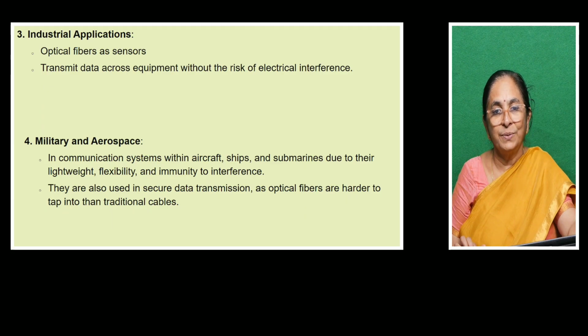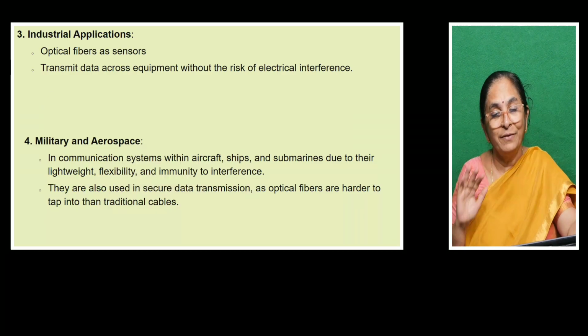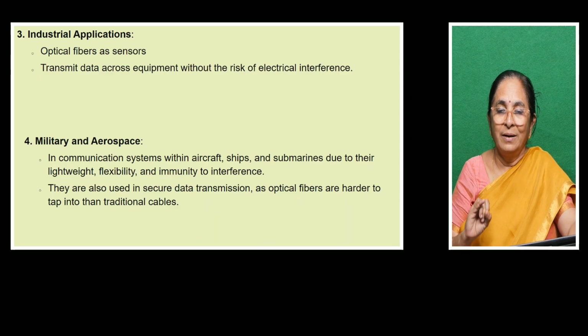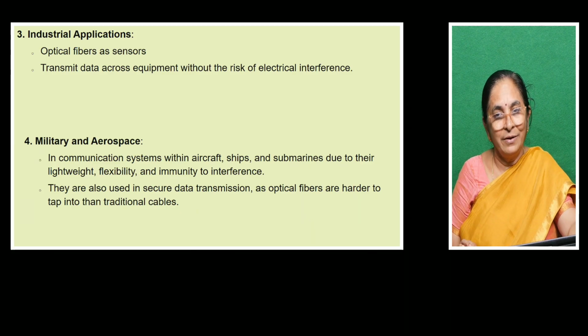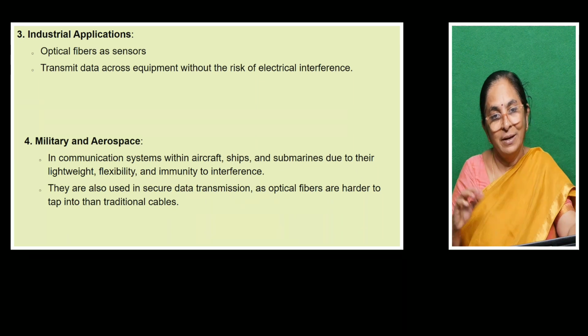They are also used to secure data transmission, as optical fibers are harder to tap. Okay, suppose very secret information, if we speak over the mobile, it can be tapped by anybody, but through optical fibers, if you send such information, it is very difficult to tap. So security is there, precision is there, reliability is there, and the speed is there, everything is there, and no signal loss. So optical fibers are superior. The information delivered into the cable cannot be tapped by external members.